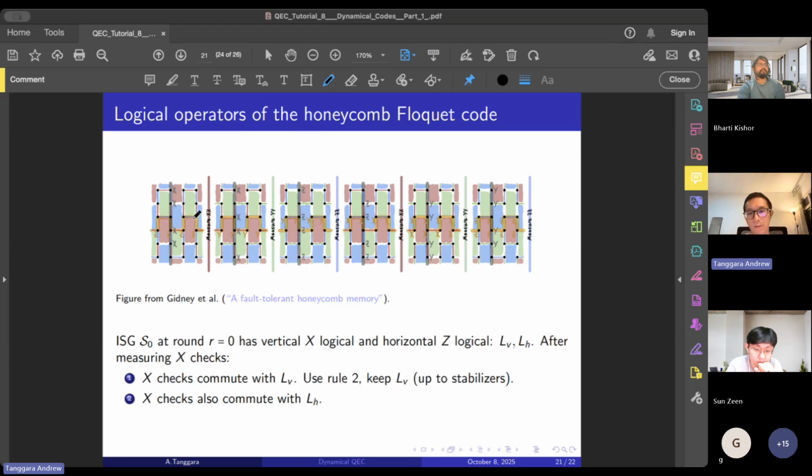You have another pair there for the second qubit, but just for the purpose of this tutorial, you can have this horizontal and vertical logical operators, right? So this LV and LH, right? LV will be the one going that way, and LH will be the one going that way. So if I just look at this one, say this is round 0.